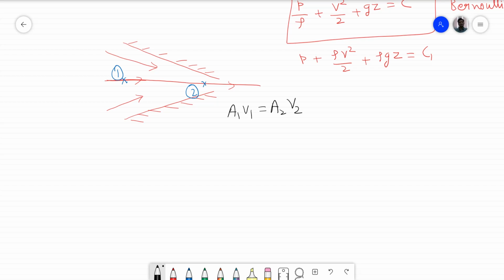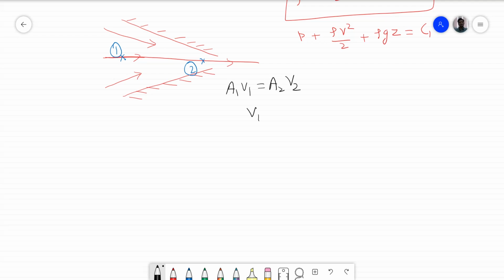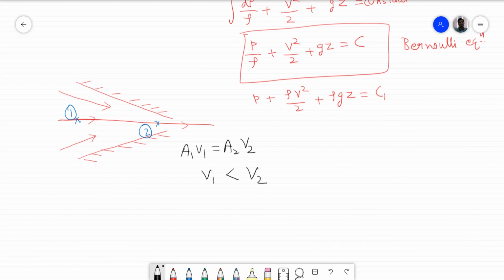So here we can see that area of cross section at point 1 is more than area of cross section at point 2. Therefore velocity at point 1 should be less than velocity at point 2. The fluid is accelerating as it goes to point 2. Now what does the Bernoulli equation say about pressure? So let's say you are designing this nozzle or these parallel plates. Where will the pressure on the walls be felt more, at this cross section or at this cross section?